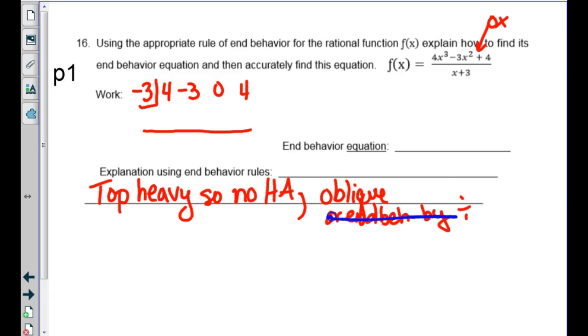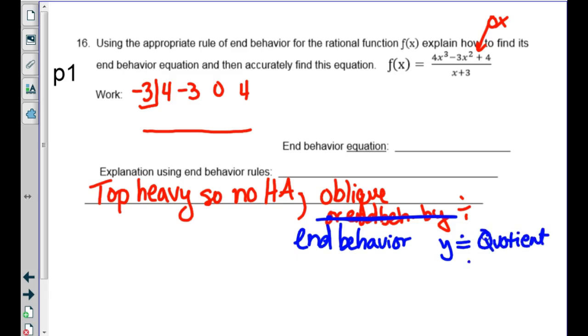this is the end behavior equation. And it says y equals the quotient, ignoring the remainder, okay? You don't have to write all that. I'm just trying to remind you what it says because a bunch of you look like you've lost your cards.